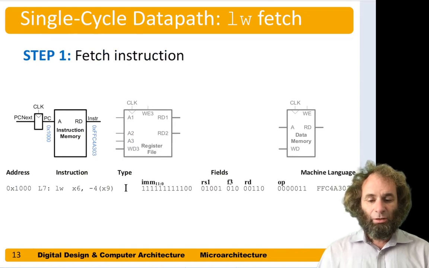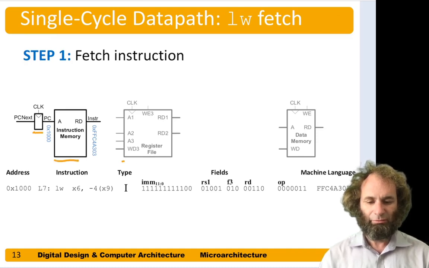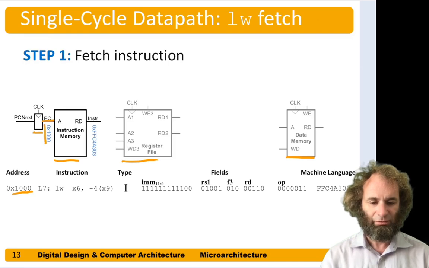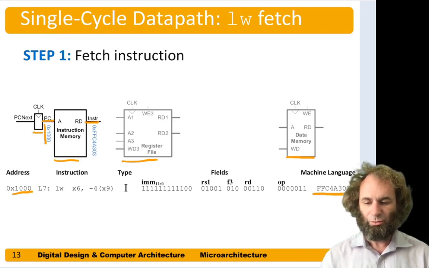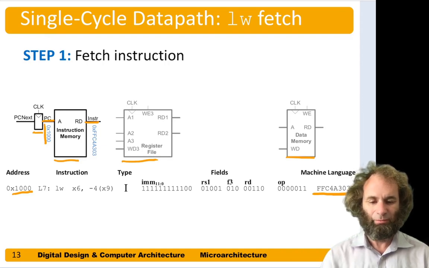So let's begin with the architectural state. Remember, we had the program counter, the instruction memory, the register file, and the data memory. And let's start by connecting the program counter to the address input of the instruction memory. So the program counter was at 1000 right here, and we'll hook that to the address of the instruction memory, and we read out from the instruction memory the machine language for the current instruction, which was FFC4A303, the load. And that's this value here on the instruction bus.